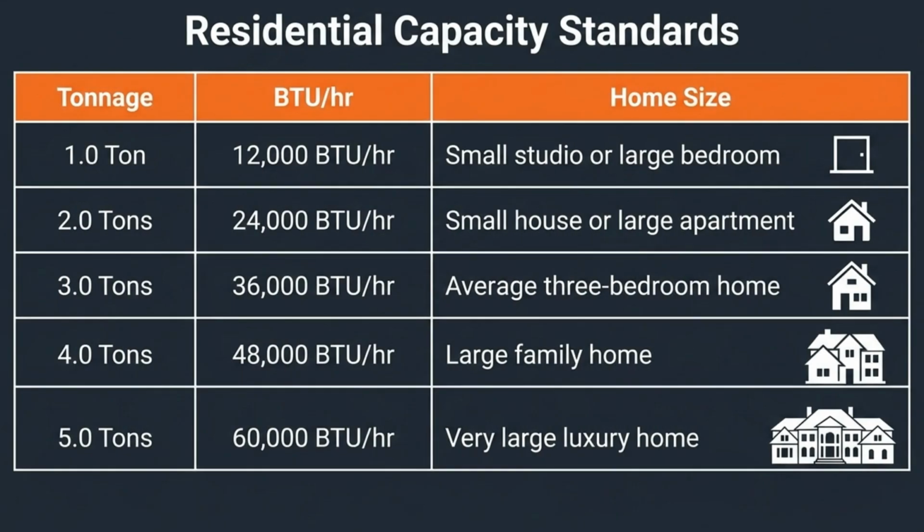Residential capacity standards guide unit selection. For instance, a 1-ton unit with 12,000 BTU per hour suits a small studio, while a 5-ton unit with 60,000 BTU per hour is for a very large luxury home.